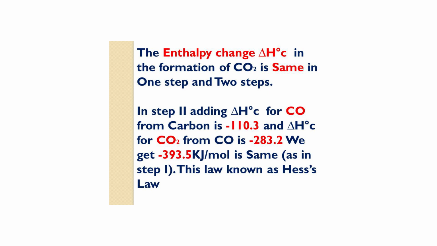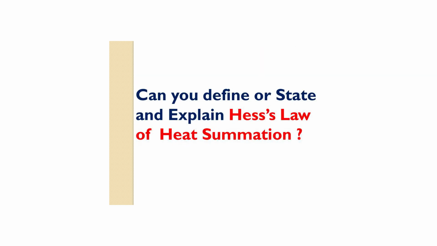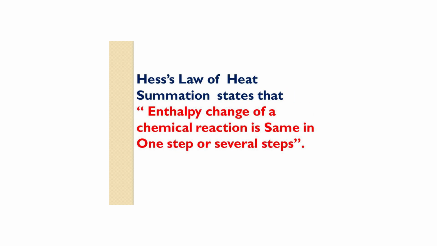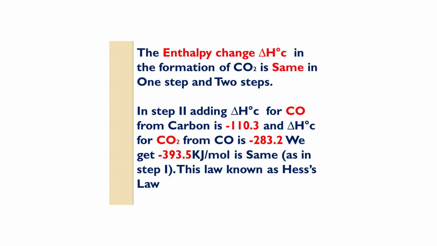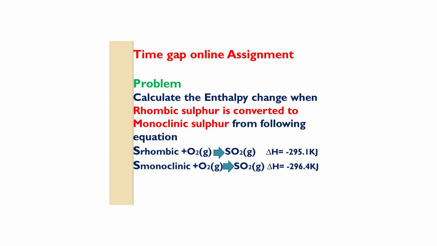What is this law? This law is known as Hess's law of heat summation. Students, can you define Hess's law of heat summation? It states that the enthalpy change of a chemical reaction is same whether the change takes place in one step or several steps. That is, enthalpy change is same in single step or two steps. Example, delta H formation of carbon dioxide in two different steps is same, that is, minus 393.5 kilojoule per mole.